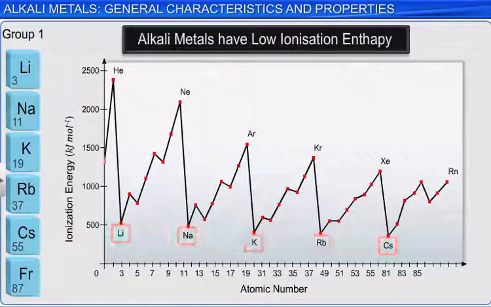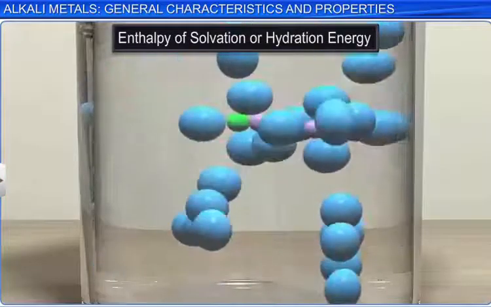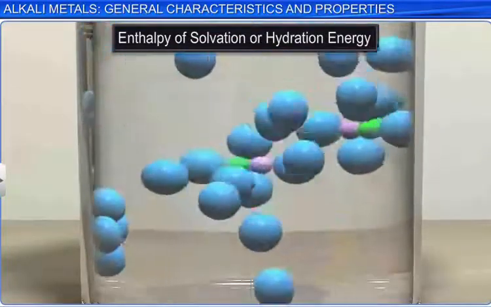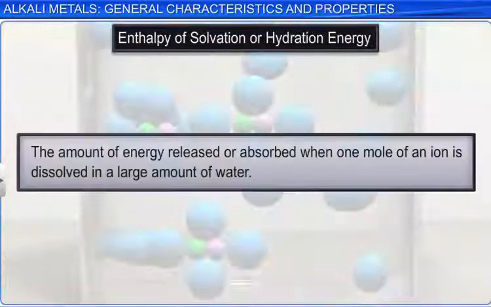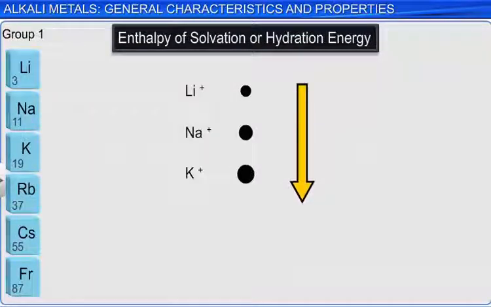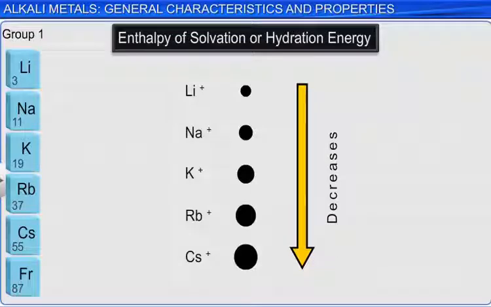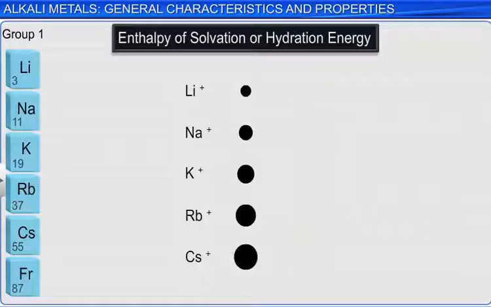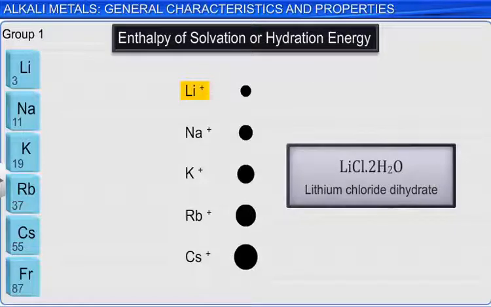Enthalpy of solvation or hydration energy is the amount of energy released or absorbed when 1 mole of an ion is dissolved in a large amount of water. In general, as the ionic radii get larger, hydration energy decreases, and so the enthalpy of hydration decreases from lithium to cesium. One result is that lithium salts, unlike the salts of the other alkali metals, often form hydrates such as lithium chloride dihydrate.